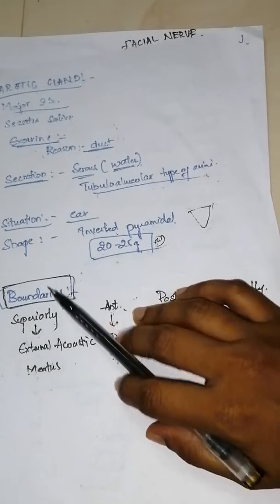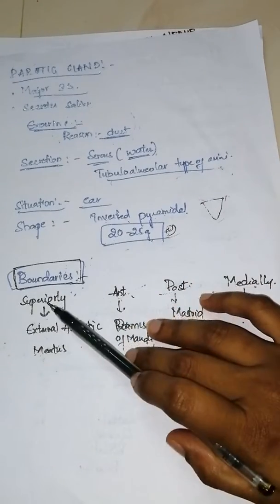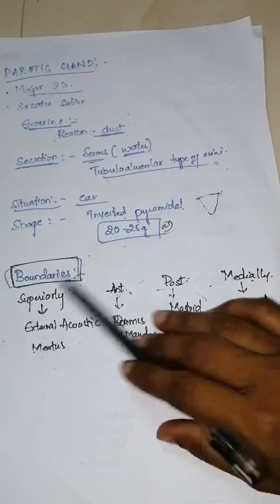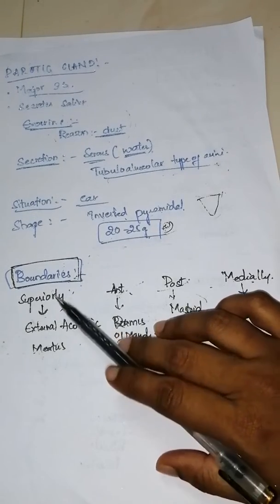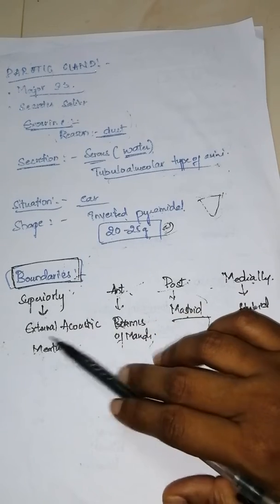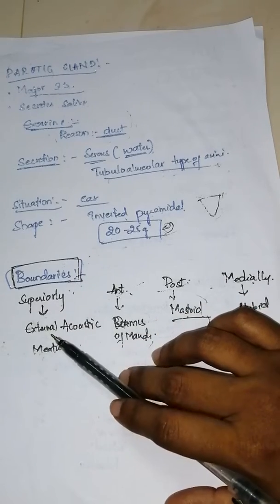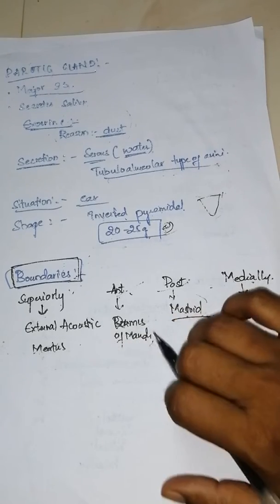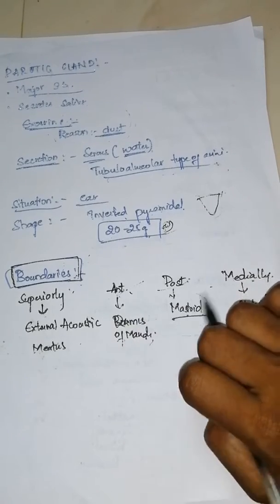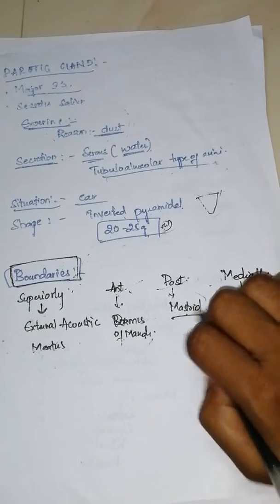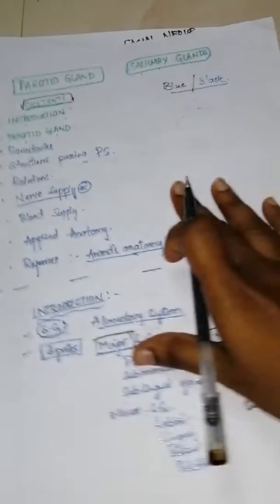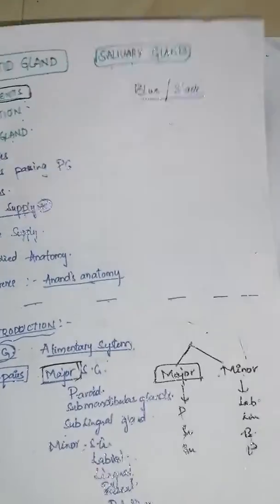Now we are going to discuss the boundaries: superiorly, anteriorly, posteriorly and medially. These are the four boundaries which we are going to discuss. Superiorly we see a structure called the external acoustic meatus, anteriorly we see the posterior border of the ramus of the mandible, posteriorly we see the mastoid process, and medially we see the styloid process. So these are the boundaries of the parotid gland.